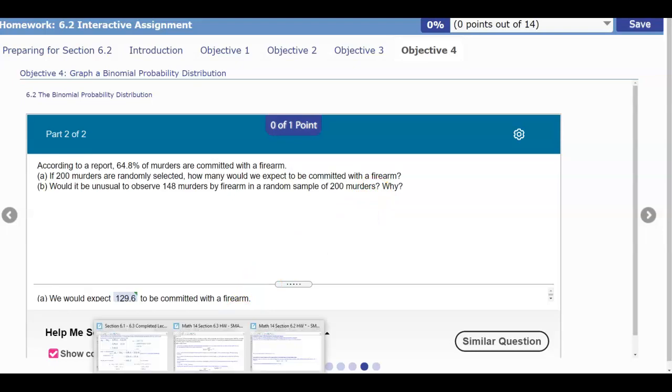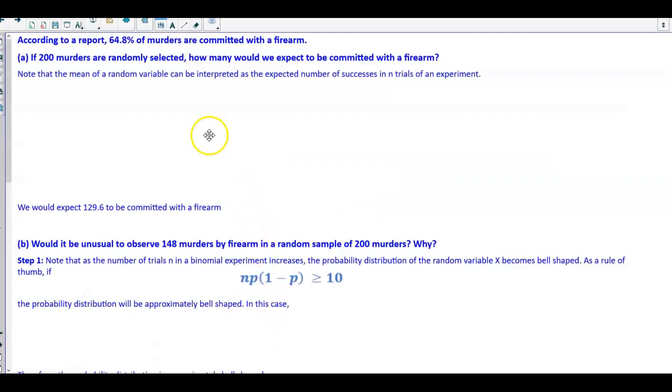and why? Okay, so first things first, we're going to answer the first question. We want to find out what would we expect to be committed with a firearm. So note that the mean of a random variable can be interpreted as the expected number of successes in n trials of an experiment. So what we want to do is find the mean. In order to find the mean, we need to first find out what n equals and what p equals. Well, n is given, which is 200 murders, so n is equal to 200.